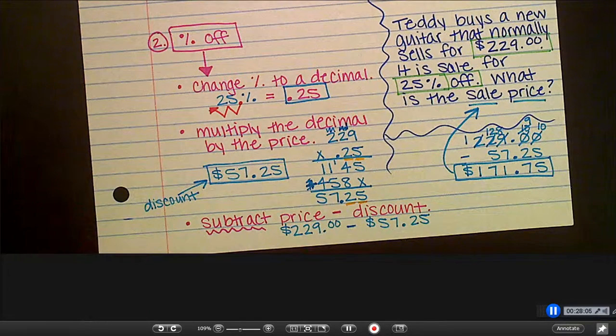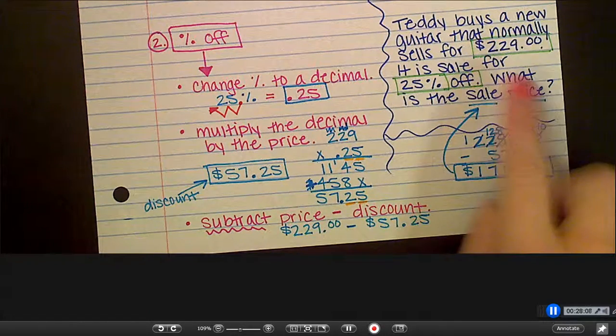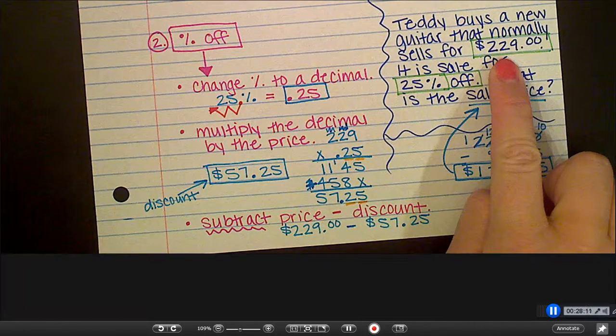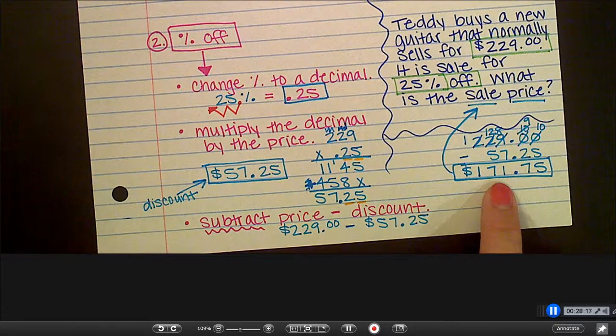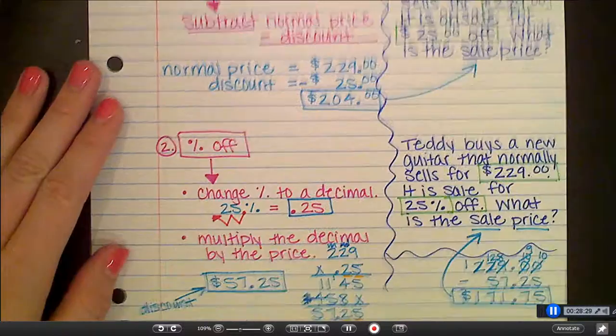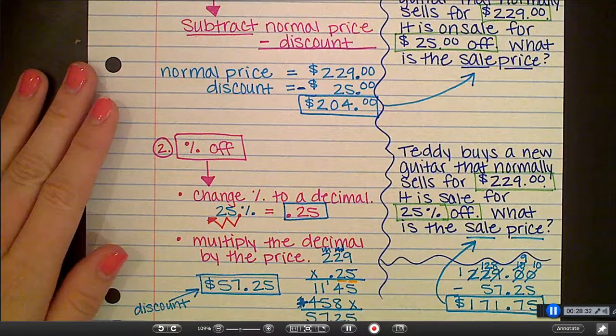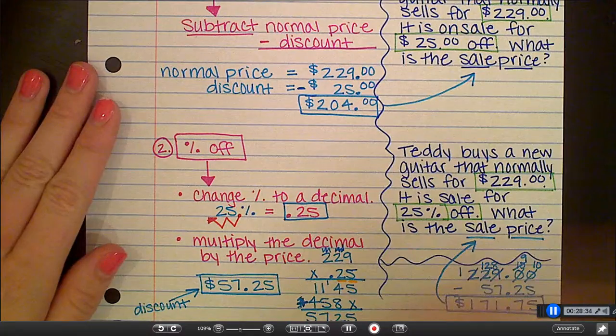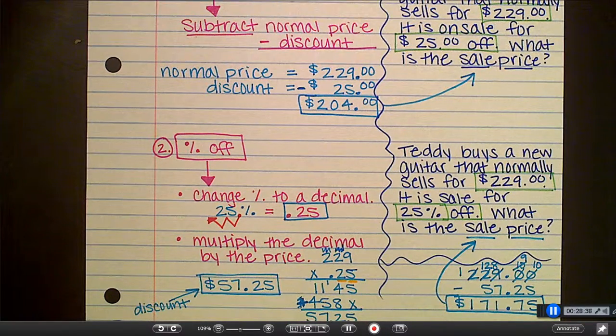Now before I walk away and decide that this is my final answer and I'm ready to move on, we need to check and make sure that it's reasonable. So obviously if I'm buying something for $229 but it's on sale, then my sale price should be less than $229. Okay, so if you got something more than $229, then there's probably something you messed up on that you need to go back and check. So if we look at this, in this case, was it better to have $25 off or 25% off? Well, let's look. We have $204 or $171.75. Well, I'd rather have the second one. So in this situation, 25% off was actually better for Teddy.